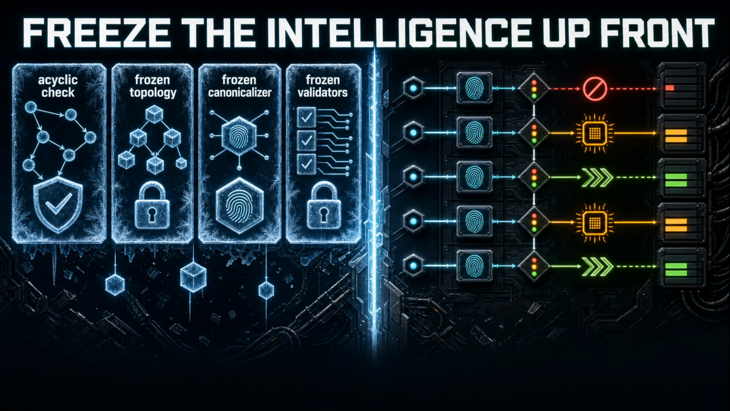Now, step back, because there is a clean split in time here. Forme checks the graph as acyclic, then freezes the topology, the per-node canonicalizer, and the validators at compile time. So all the intelligence is frozen ahead of time. Right. And then runtime is dumb on purpose. It compares fingerprints, then it skips, renders, or propagates. That is the entire loop.